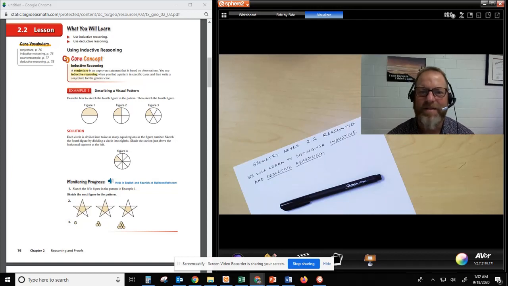That's why we have these funny definitions. That's why we're talking about reasoning and logic. It is to get you thinking about math and thinking about how to prove something that has never before been proven.